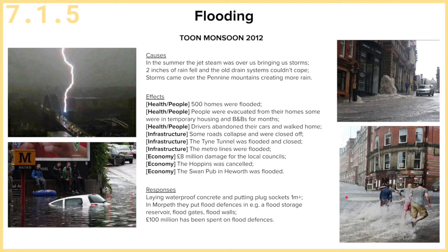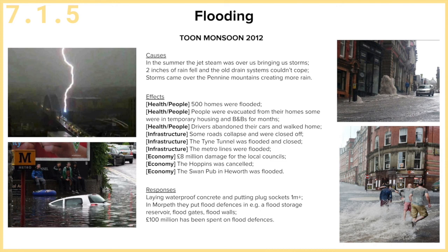But why did Thunder Thursday happen? Well, it happened in our summer, when the jet stream, which is this huge channel of air up in our upper atmosphere, sort of directs where our main weather patterns come from. Because the summer jet stream was over us, it was bringing us some storms. And because of that, we had 2 inches of rain falling and the old drain systems just couldn't cope.